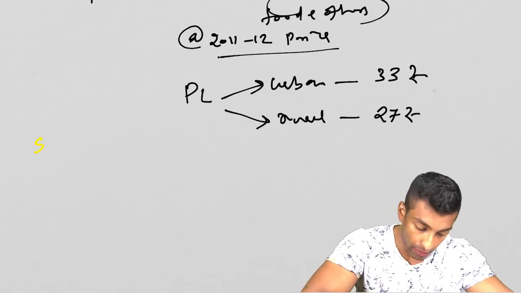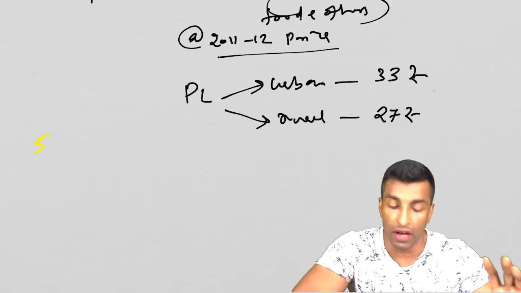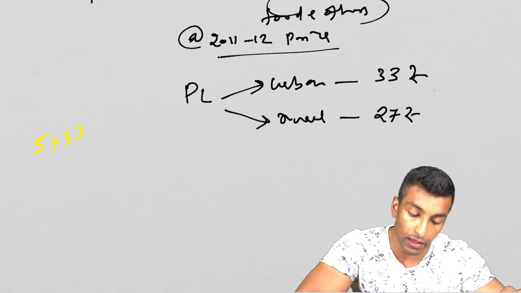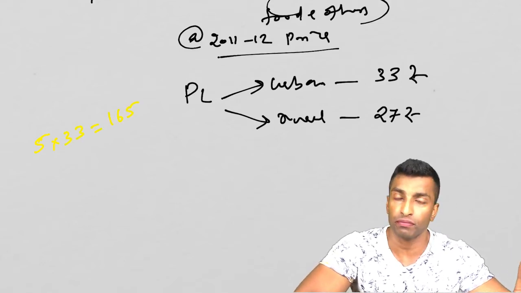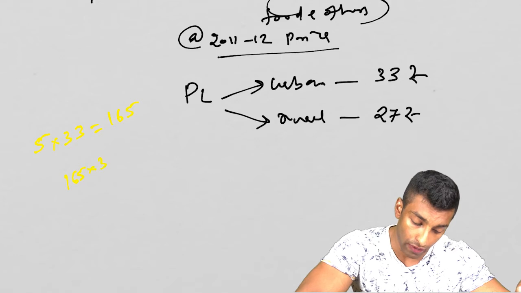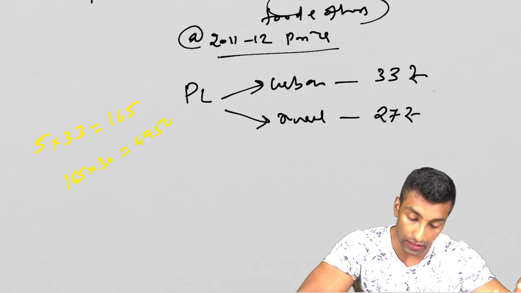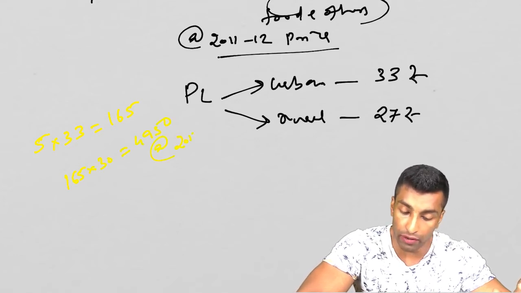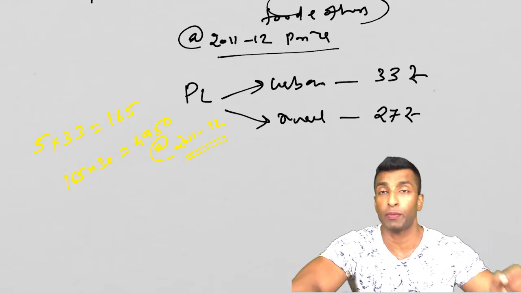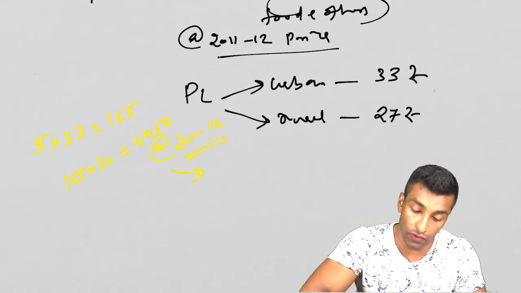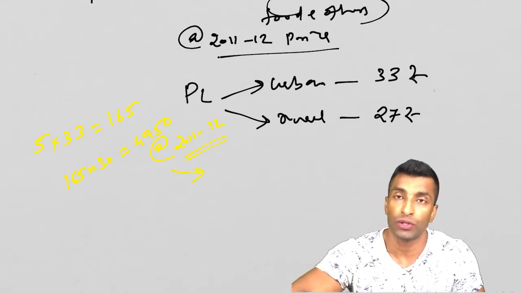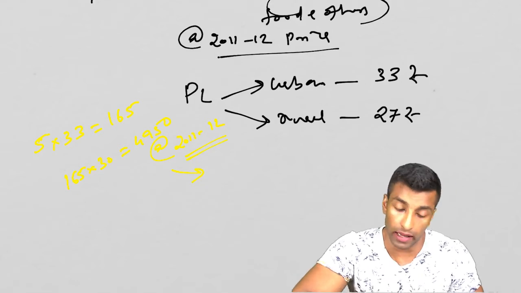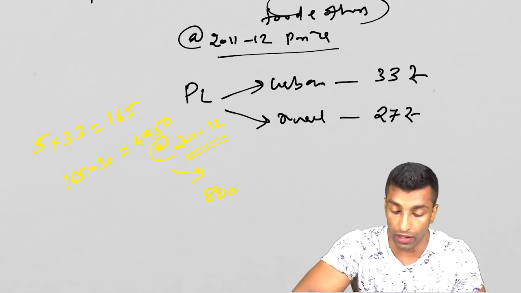If you consider a family, let's say a 5-member family, per day they can spend 33 rupees each. So per day they can spend 165. And monthly, 165 into 30, they can spend 4,950. And this is at 2011-12 prices, right? This is spending at 2011-12 prices, the base year price. Now if you add inflation to this, you can spend around 8,000 now.